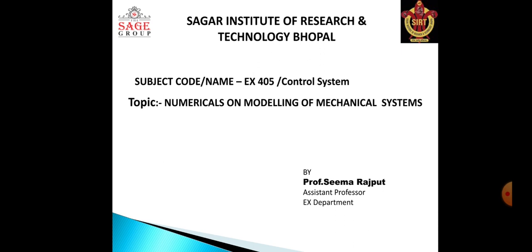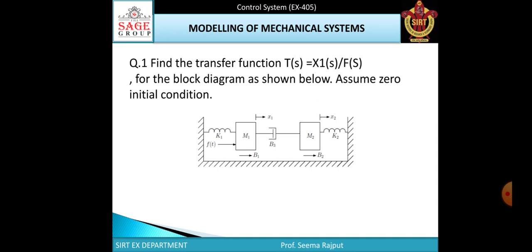I will teach you the subject Control System AX405, and today our topic is numericals on modeling of mechanical system. As I told you earlier, the modeling of mechanical systems. Now we have to discuss the numerical on that. So, it's a question: find the transfer function T(s) equal to X1(s) by F(s) for the block diagram as shown below. Assume zero initial condition.